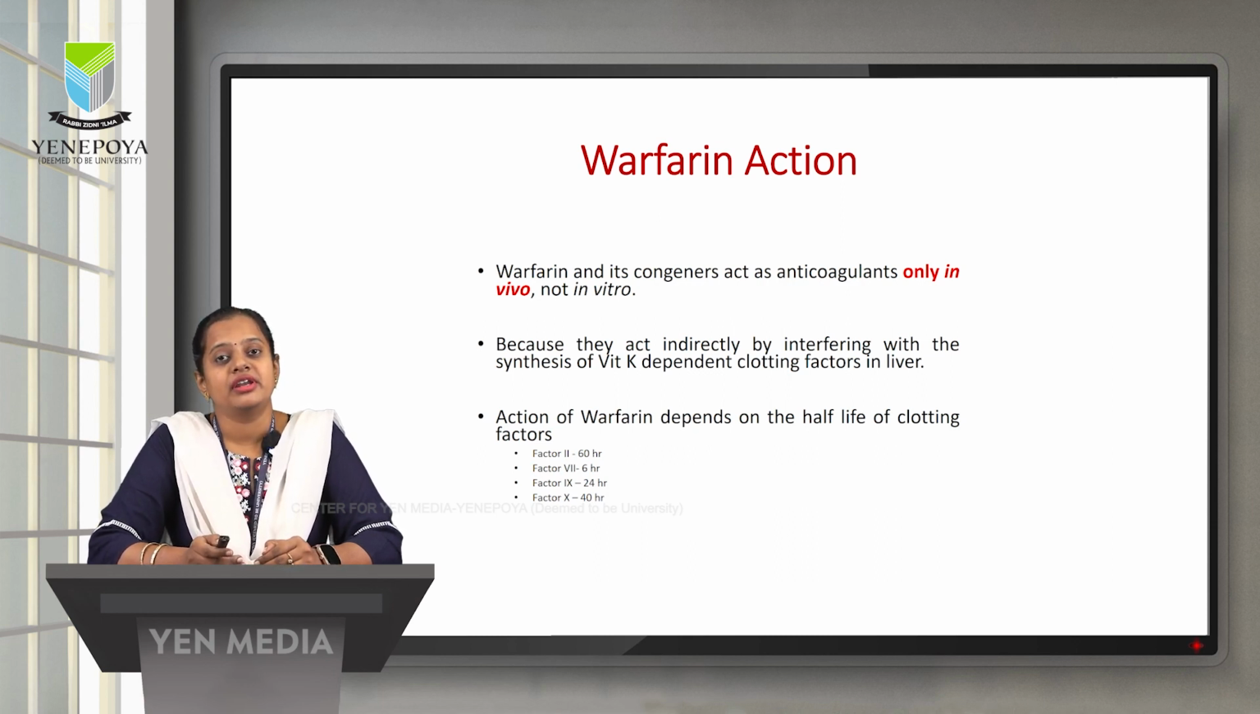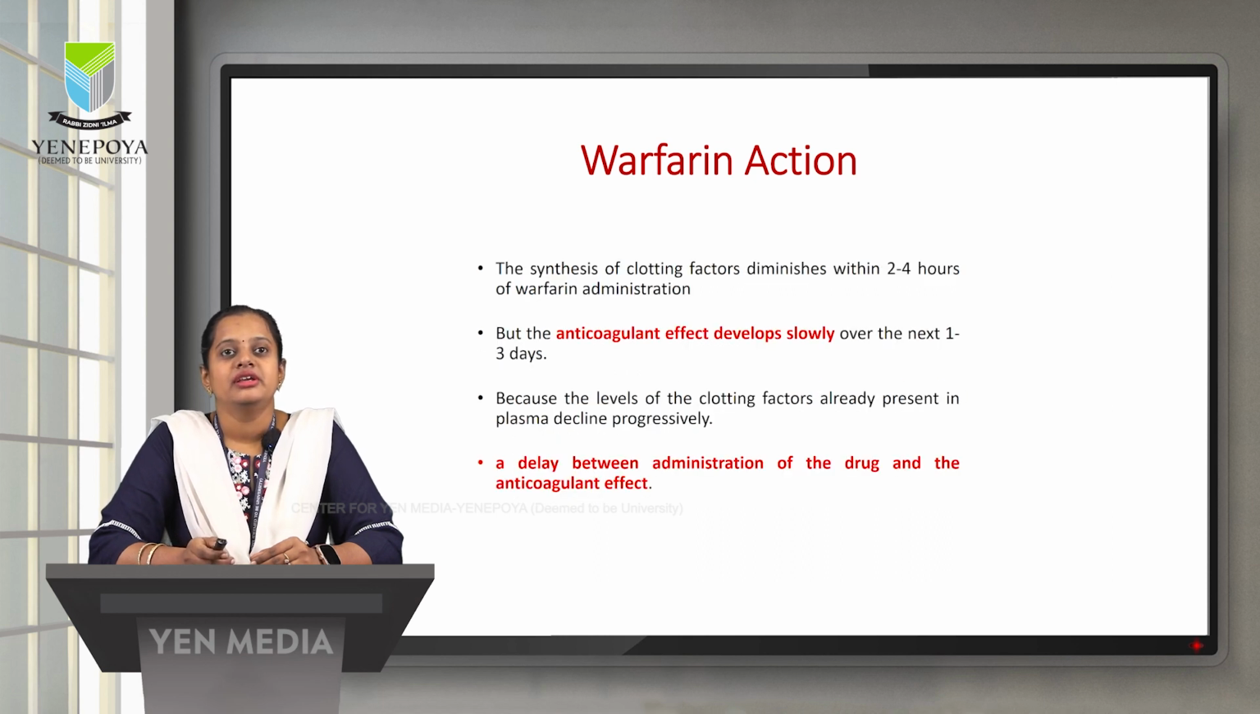And the action of warfarin depends on the half-life of various clotting factors. Such as factor 2 has 60 hours, factor 7 has 6 hours, factor 9 has 24 hours and factor 10 has 40 hours. So, based on the half-life of clotting factors, the warfarin action also depends. And the synthesis of clotting factors will be diminished within 2 to 4 hours of warfarin administration, but the anticoagulant action will develop slowly after 1 to 3 days.